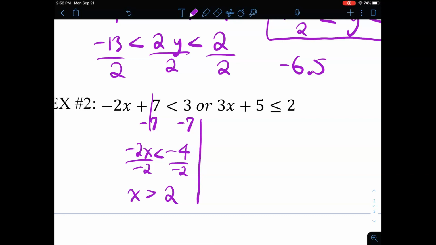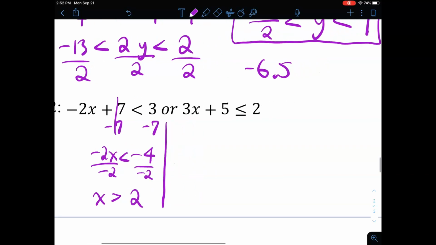Okay? Now let's solve 3x plus 5 is less than or equal to 2. What do we do first? We're going to subtract 5. 3x is less than or equal to what? Negative 3. Next step is to divide by 3.